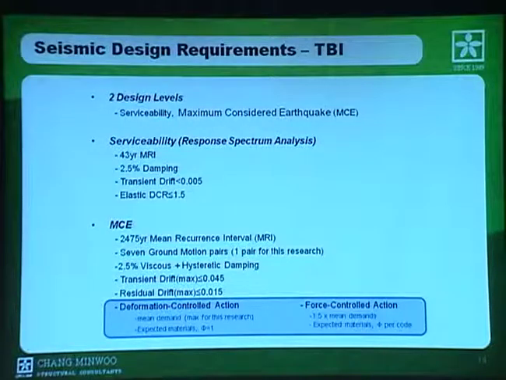And for the MCE level, nonlinear response history analysis should be conducted using 7 ground motion pairs with a 2400-year MRI. The maximum transient drift for this MCE level is 0.045, and the maximum residual drift is 0.015. There are 2 types of actions for acceptance criteria in the nonlinear analysis: deformation-controlled and force-controlled actions.